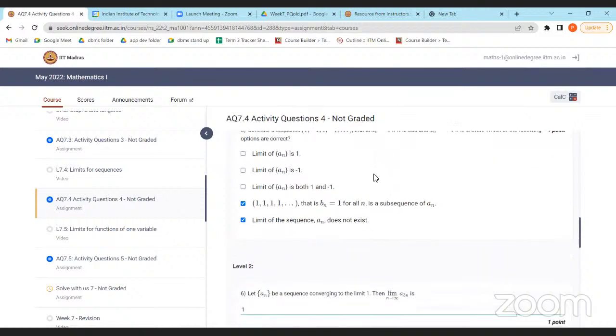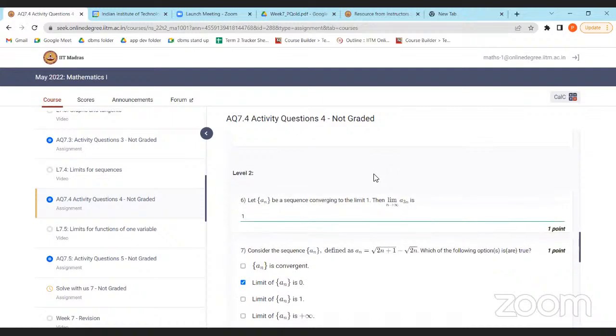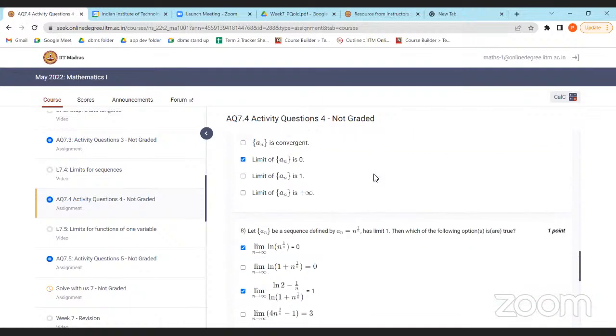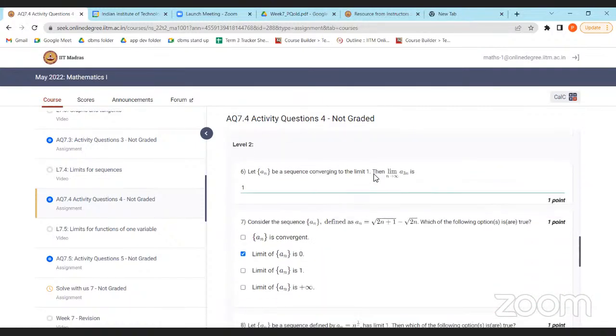Okay, we'll discuss that. I think these are based on the properties. So here, tell me which property you can apply. This particular sequence is given. Have you gone through the properties of this? Yes, anyone? No. Okay.